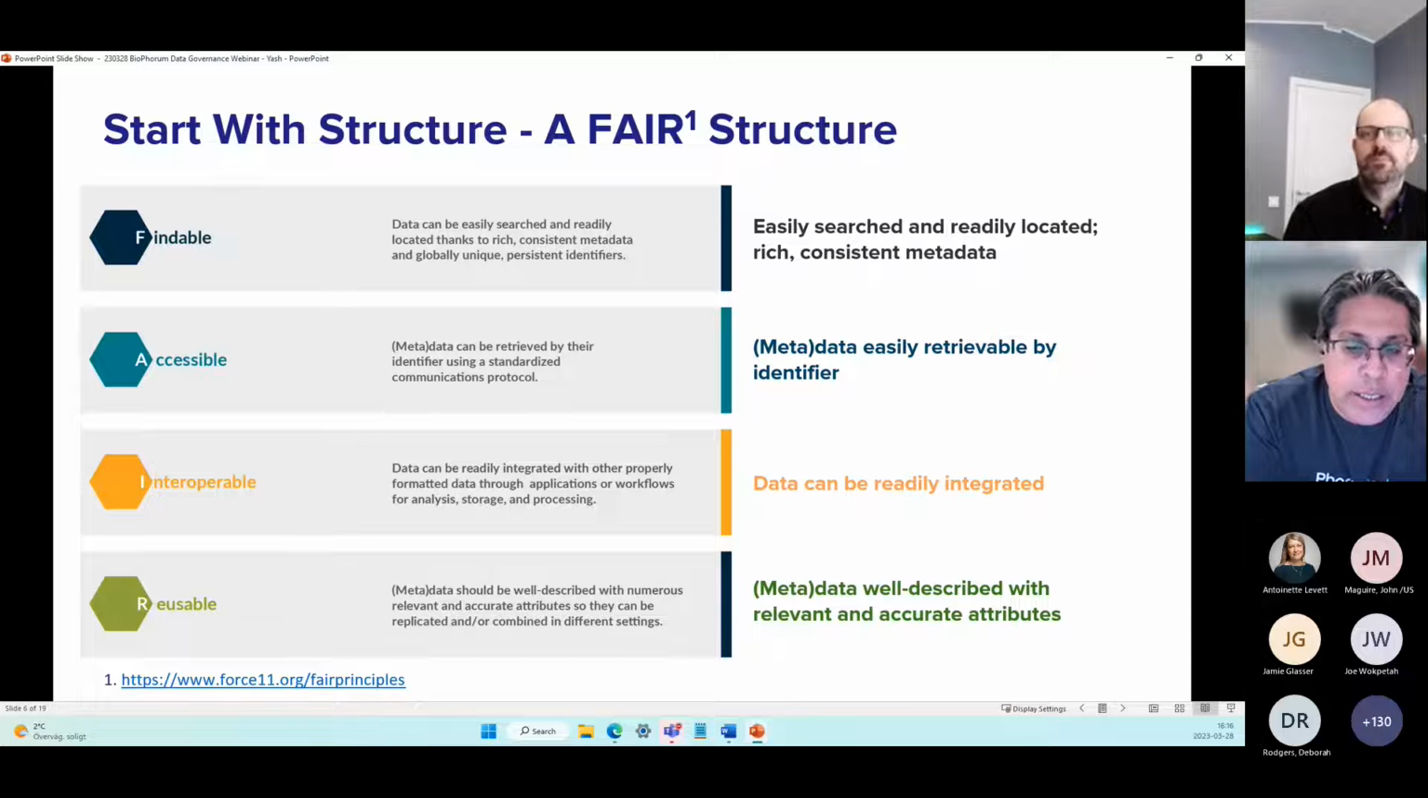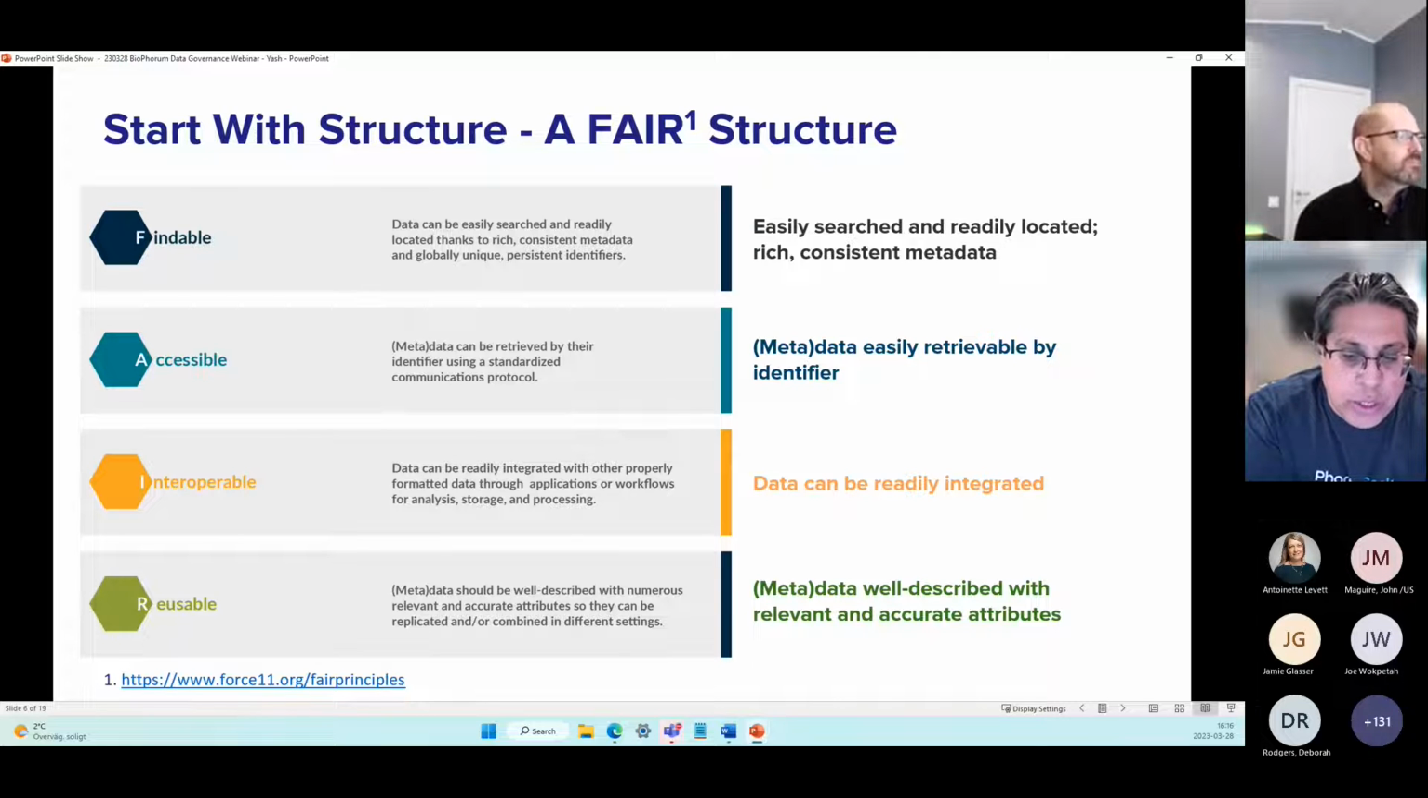So metadata is easily retrievable by some sort of unique identifier, and also based on the appropriate permissions to access that information. A key piece is that it should be interoperable. You want the data to be readily integrated with other data systems and other data types. From an integration perspective, it's important to consider how your data is going to function relative to these other systems and how it's going to interact with them. And finally, reusability is a key piece as well.